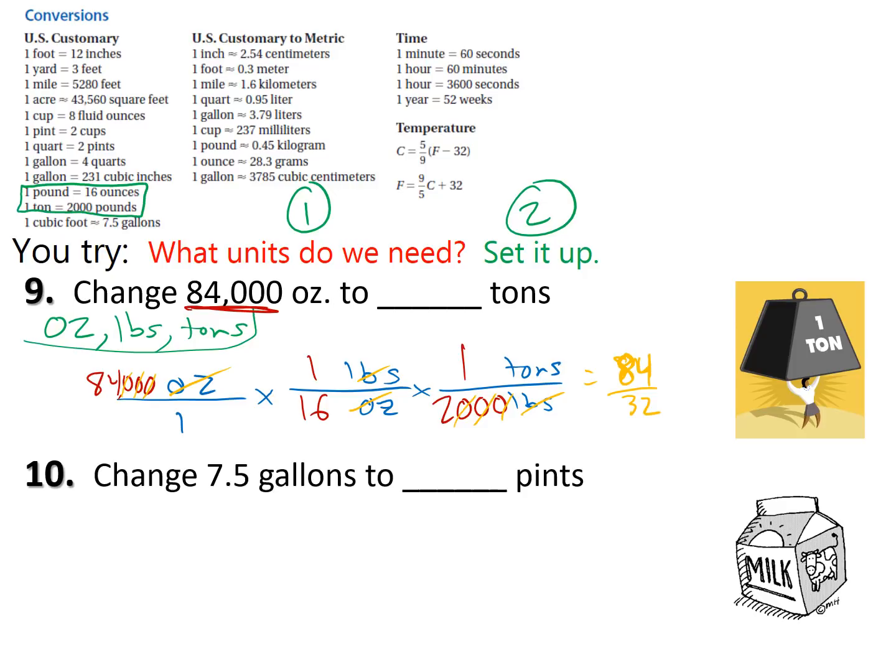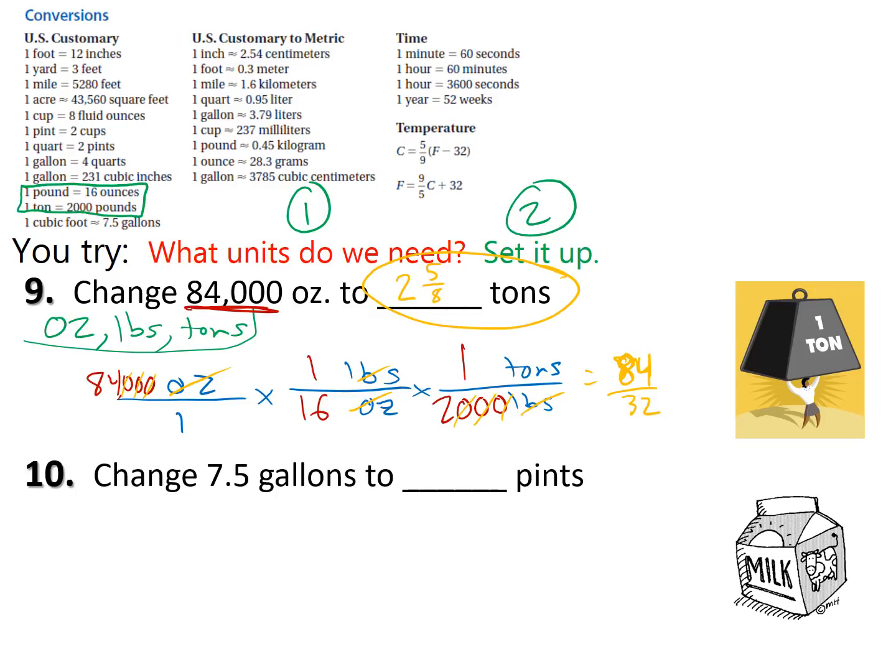Now you can obviously tell that that is not simplified because both of them are even, but we can keep dividing by 2 over and over and over again until we get a denominator of 8. Go ahead and do that, please. Check your work, and you get 2 and 5/8. So 84,000 ounces is 2 and 5/8 tons.